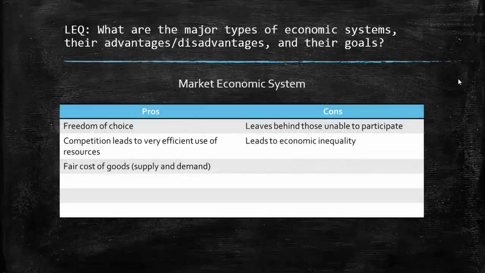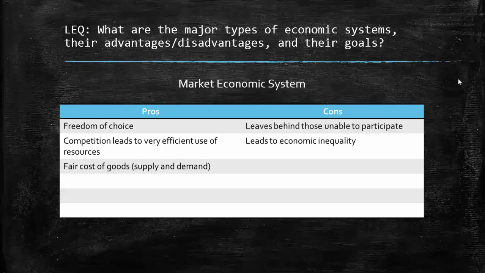And finally, we get to the market economic system. America is obviously the closest idea we have of what a pure market economic system looks like. So, in a market economic system, who answers the three basic questions? The people. Who controls the factors of production? The people. We have the freedom of choice. We have a fair cost of goods, which we get into later in the year on supply and demand. And here's one I want to focus on, is that competition leads to a very efficient use of resources.